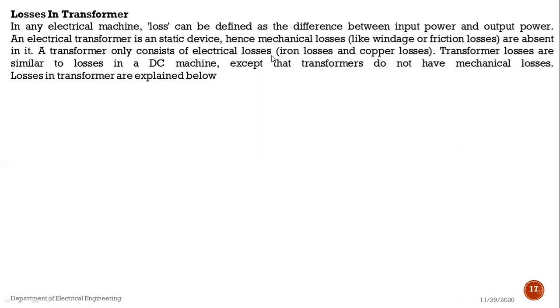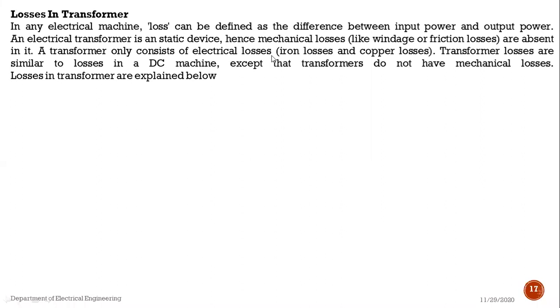Do you know that an electrical transformer is a static device, whether mechanical losses are present or not, because it is a static device? No, sir. Okay, so it is a static device, so the mechanical losses will not be present, like windage and frictional losses are absent. Windage and frictional losses are present in case of DC machine, that is DC generator and motor, because there are rotating parts, so frictional and windage losses are present, or we can call them the rotational losses.